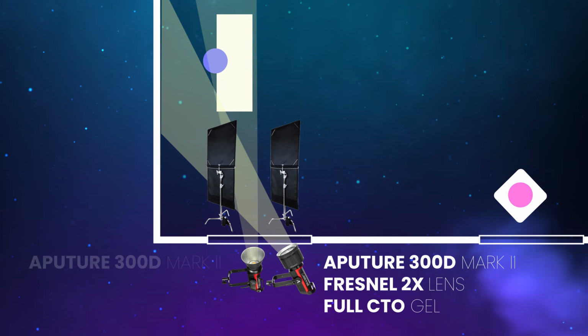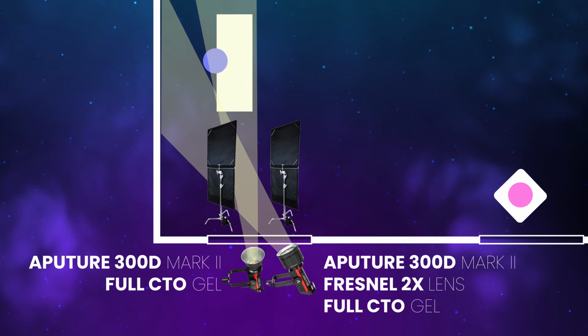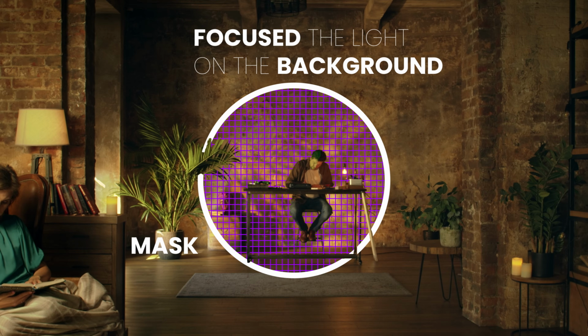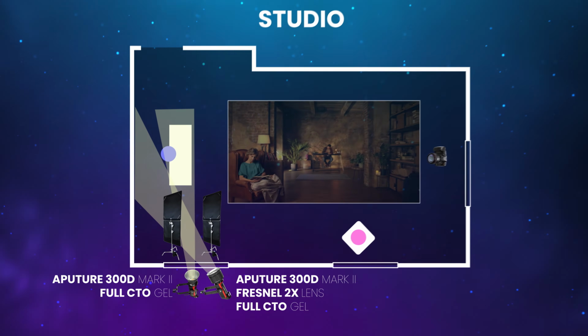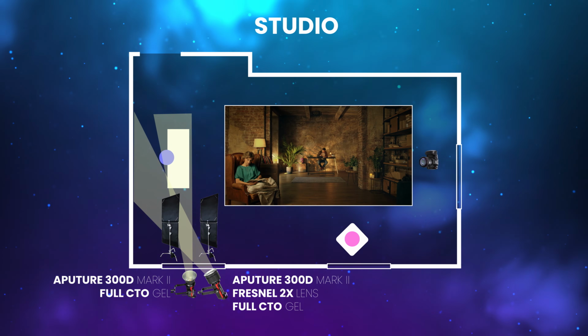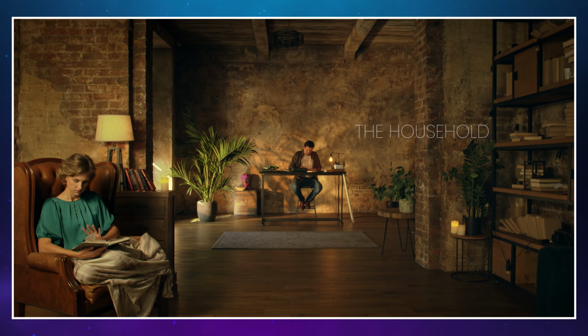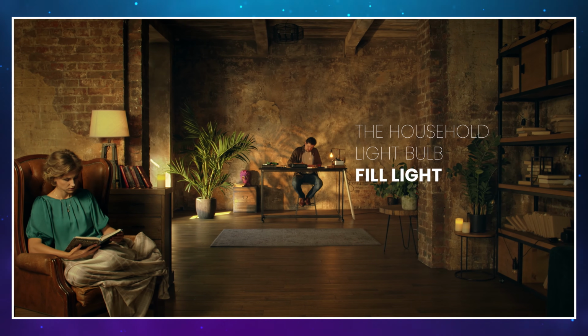The second fixture I used was also an Aperture 300D Mark II with a full CTO gel. This was hard key lighting for the actor from the window side. The side light we produced was very cinematic. It's a technique I use a lot in my work. Note the practical light to the right of the character. This is a plain household light bulb that I used as a fill light.